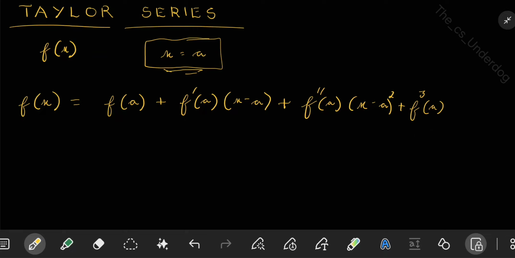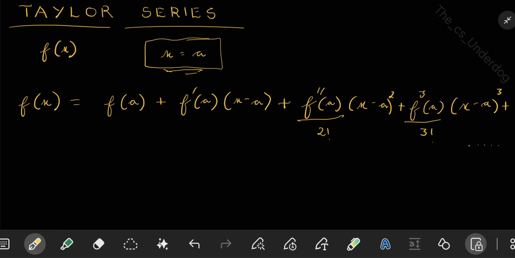Okay, I missed one thing here: f dash of a divided by 1 factorial. Okay, 1 factorial is not required. Here I'll write this divided by 2 factorial, this divided by 3 factorial into x minus a the whole cube, plus what should be the next term? f4 of a into x minus a the whole raised to 4 divided by 4 factorial, and so on. So this is infinite. I am not continuing simply writing next terms. This is an infinite polynomial.